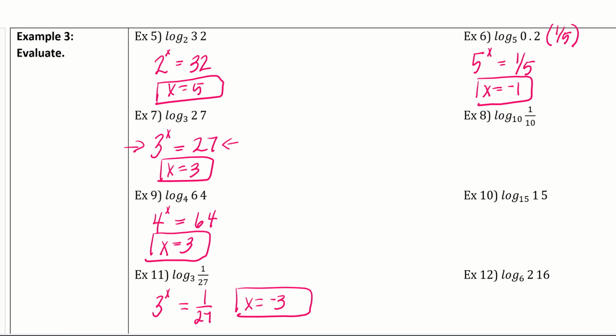Very similarly, example 8 is log base 10 of 1/10. So base 10 to what power will give me 1/10? That will be, again, the same. 10 to the first power will give me 10. 10 to the negative first power will give me 1/10.